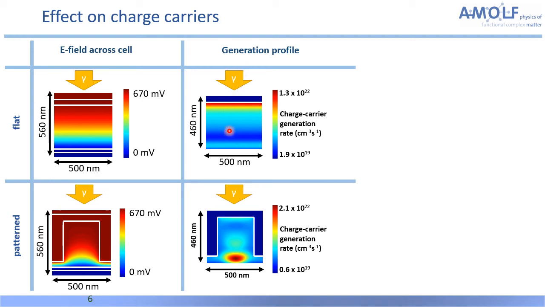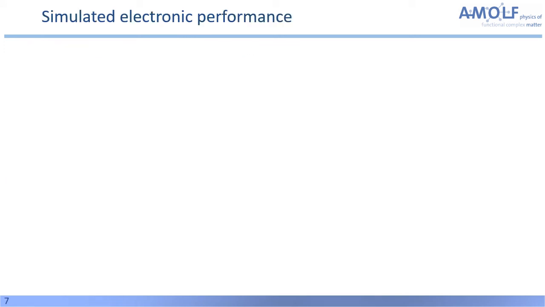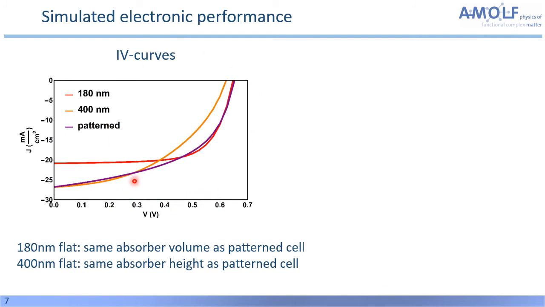Now, conceptually this looks interesting. Does this mean that we've improved solar cell performance? To find out about that, it makes sense to look at IV curves that we simulated. Now here you see the comparison between the pattern cell in purple with two reference cells. One, the red one, corresponding to a planar one with 180 nanometers active layer. This one basically uses the same amount of absorber volume. And the other comparison is comparing the patterned one to a 400 nanometer active layer planar one, which basically has the same stack height as our pattern cell.